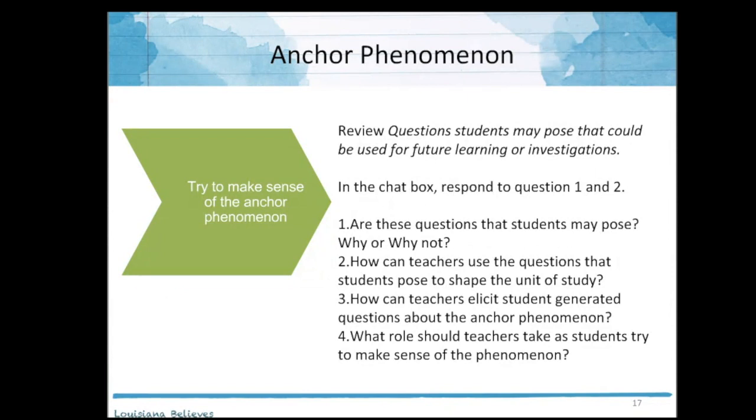So that brings us to the next phase of the instructional process, which is step 2, where students try to make sense of the anchor phenomenon. Step 1 and step 2 are very, very closely linked to one another.